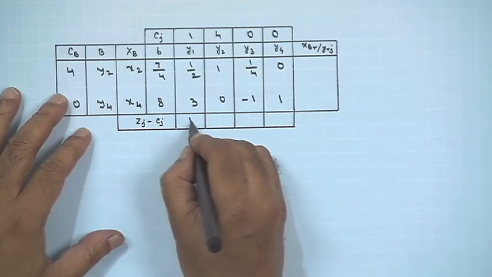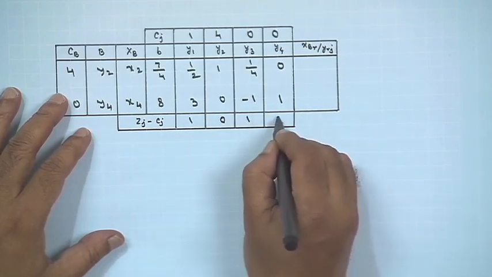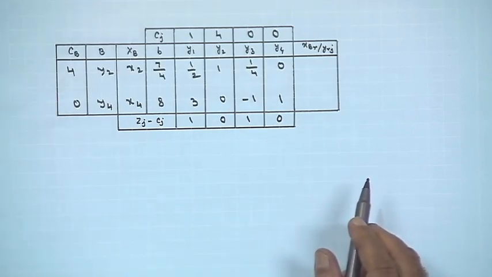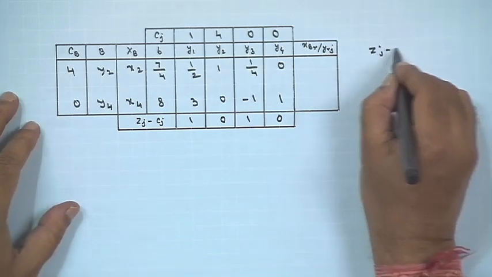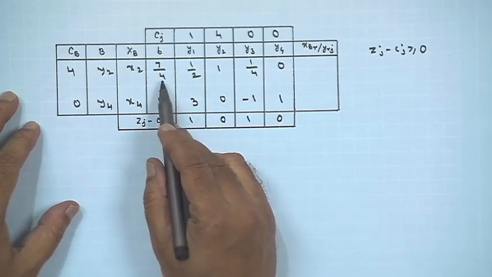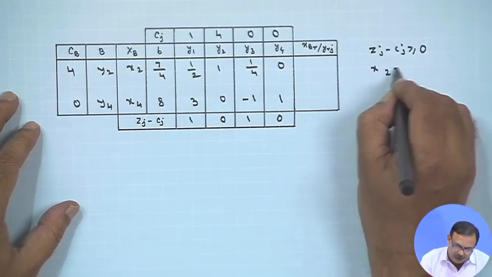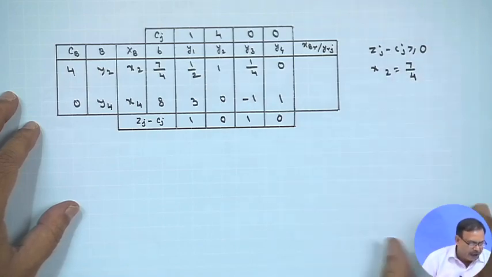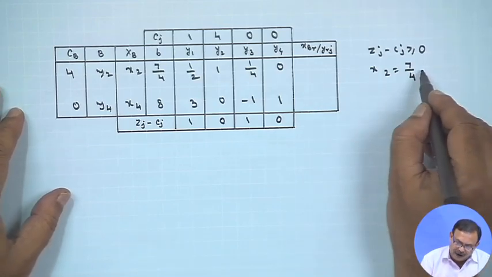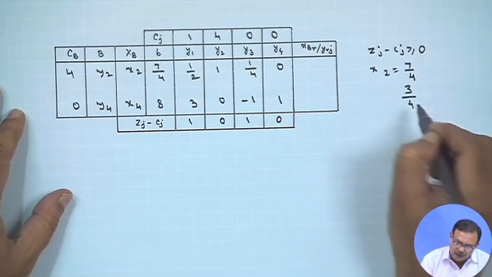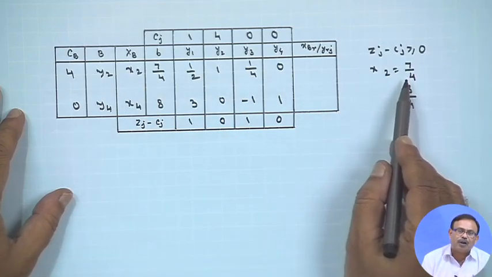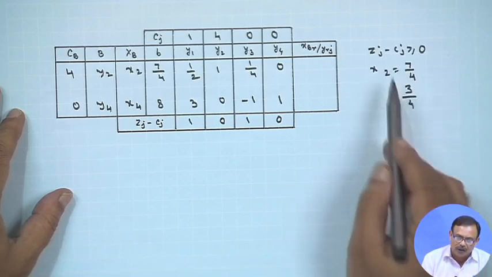If you calculate Zj minus Cj, you will find that Zj minus Cj is 1, 0, 1, 0. So, therefore, here your Zj minus Cj is greater than or equal to 0, but the solution is infeasible since x2 is equal to 7 by 4. Since x2 is the fractional part here. What is the fractional part? The fractional part here is 3 by 4. Since x2 is 7 by 4, the solution is infeasible because you have a non-integer solution.